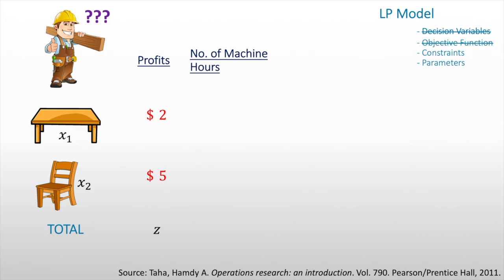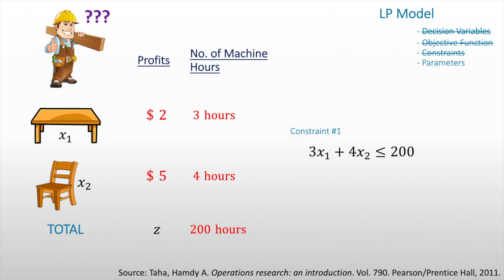And then, of course, we have the limitations of the system. First is on the number of machine hours. In order to produce a table, Bob needs 3 hours on the machine and 4 hours for creating a chair. And Bob only has 200 hours of machine hours. So basically, the total time to create the tables and chairs must be less than or equal to 200 hours.